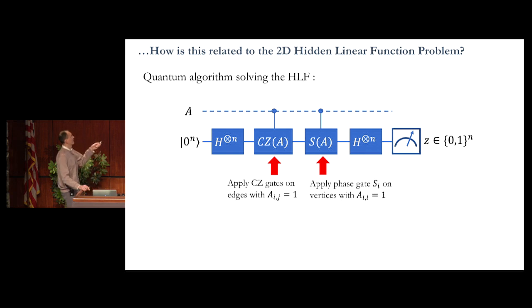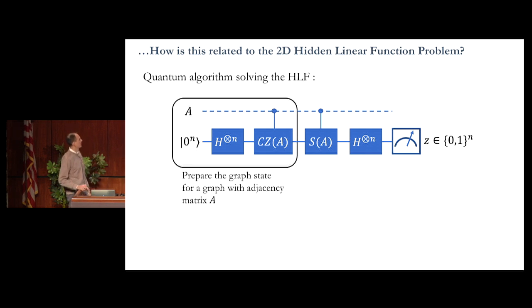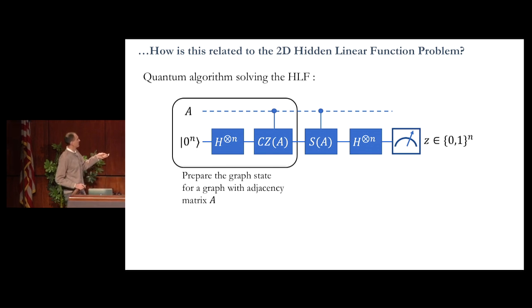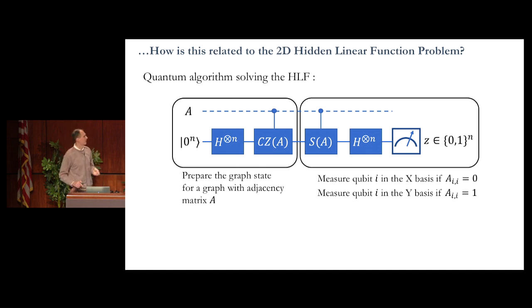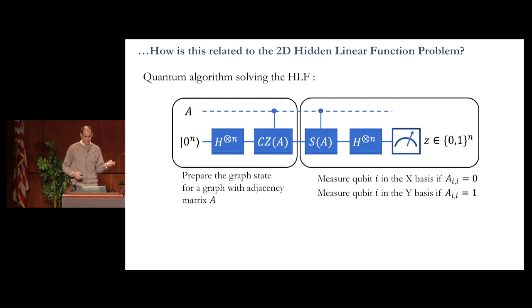How is this related to our hidden linear function problem? Let me remind you of this quantum circuit which solves the HLF problem. You can think of the first half of the circuit as preparation of a graph state defined on a certain graph depending on A. This is basically the graph with adjacency matrix A. You can think of the second half of the circuit as a bunch of single qubit measurements. We measure each qubit either in X basis or Y basis depending on the diagonal matrix element of A. So this is actually a very similar setting to what I showed you before for this one-dimensional graph state.